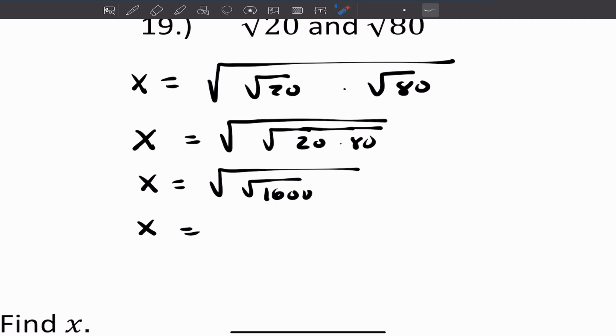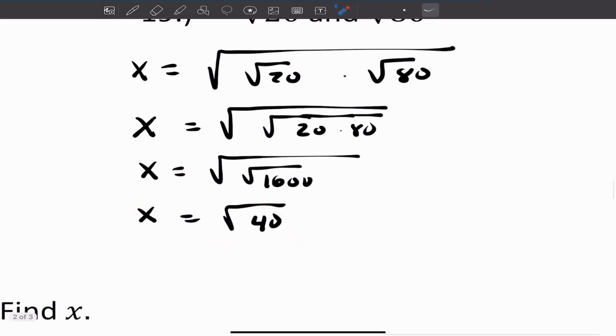1600 is a perfect square, so that's 40. But we cannot forget the square root here. So x is equal to the square root of 40. Okay, so you're basically taking the square root of a square root. The square root of 1600 is 40, but since we have that square root remaining, you're basically taking the square root of 40 here. But this is not our answer because we have to simplify that.